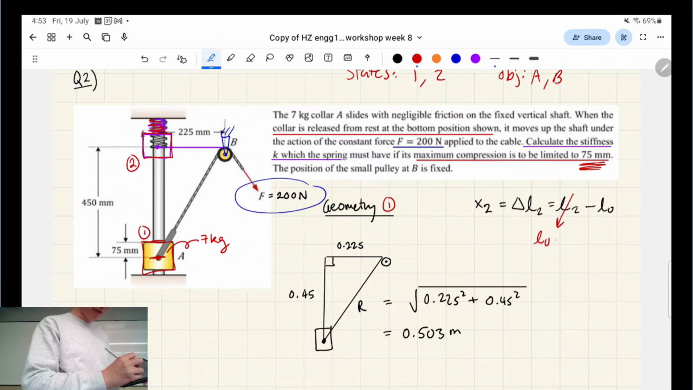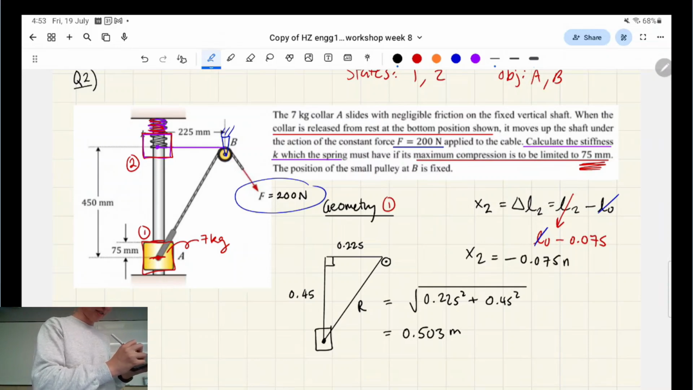L2 is equal to whatever the original length of that spring was, subtracted by 75 mil, which is that in meters. Okay, so we actually don't care about what the original length of the spring is, because using this formula, these LOs cancel out, right? So x2 is simply going to be negative 0.75 meters, okay?